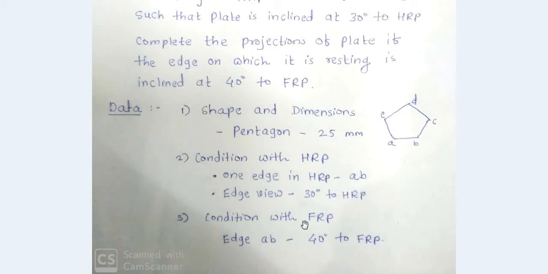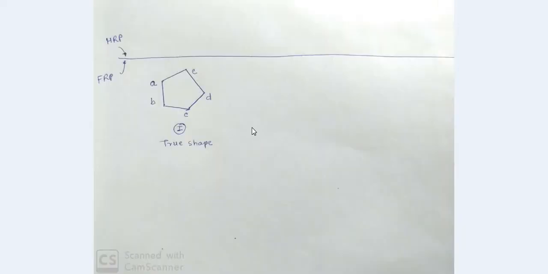So in a solution, our first step would be to draw the true shape of a plane, that is to draw a pentagon with given dimension 25 mm. So if you see, the first step of our solution is to draw true shape. Now we know that the true shape of given plane is pentagon, and pentagon can be drawn in a number of ways, but drawing correct orientation is very important.